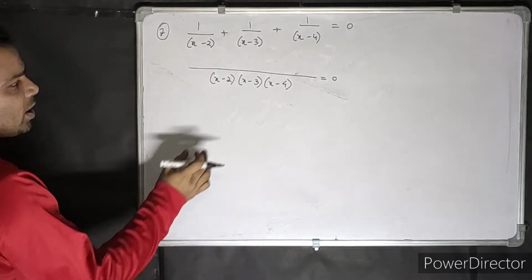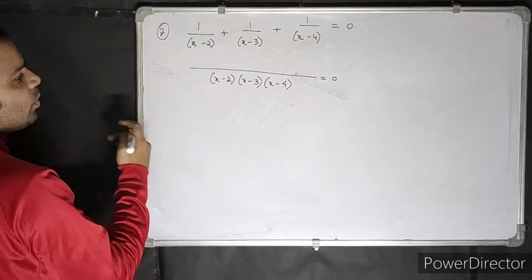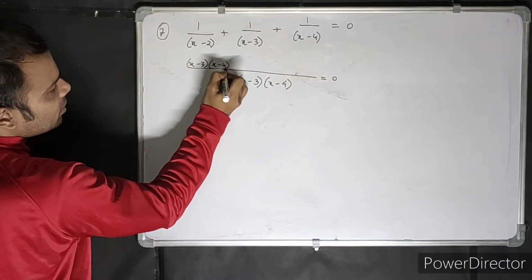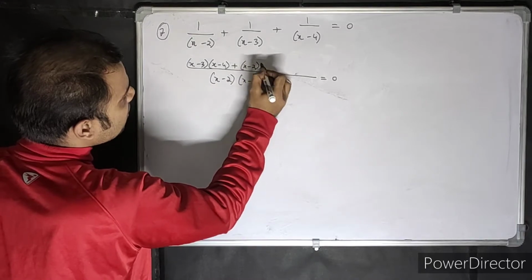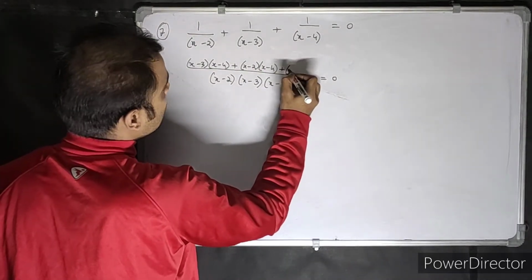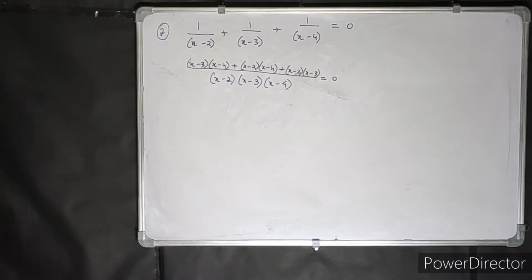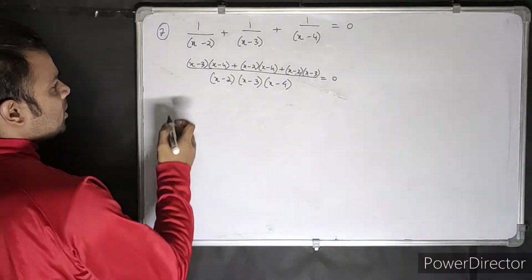Now for this one, what gets covered? x minus 2 gets covered. These two get multiplied with 1, so write x minus 3 into x minus 4. Very simple to understand. x minus 3 is covered, so you're left with x minus 2 and x minus 4. x minus 4 is gone away, so you're left with x minus 2 and x minus 3. That's it. This goes over there, gets multiplied with a 0, becomes a 0.